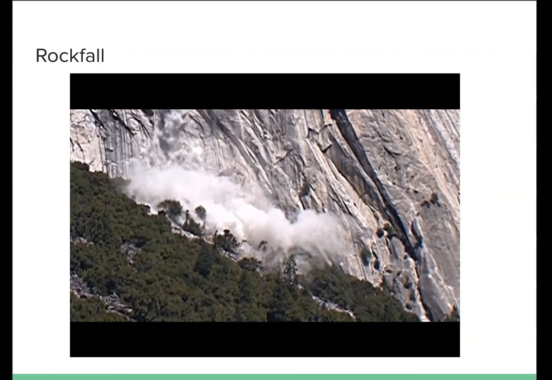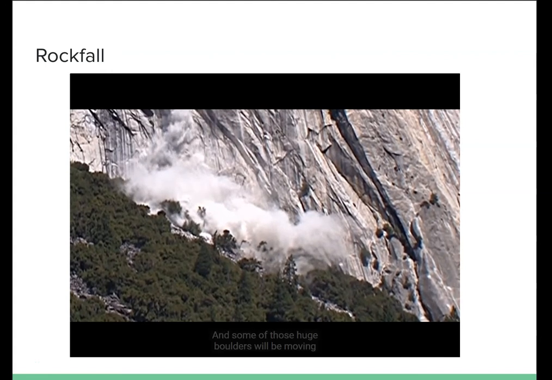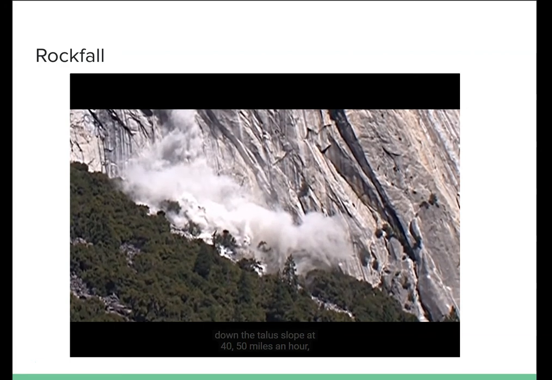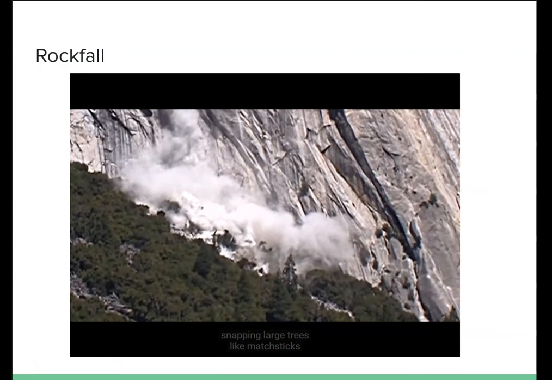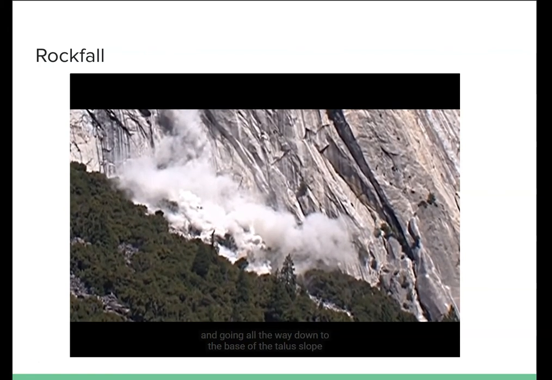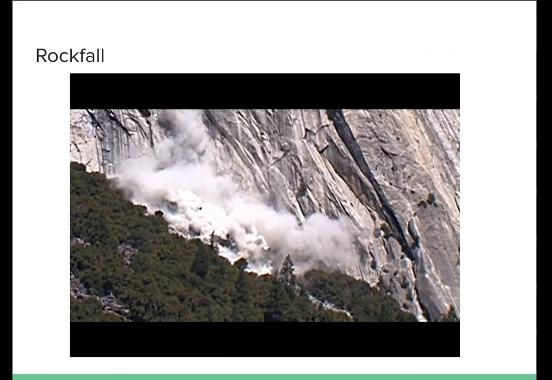And some of those huge boulders will be moving down the talus slope at 40, 50 miles an hour, snapping large trees like matchsticks and going all the way down to the base of the talus slope and the valley floor.